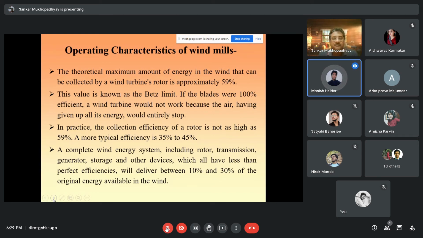এটা কি ব্লেড এফিসিয়েন্সি নাকি ওই রোটরের ফ্রিকশন টিকশন সব মিলিয়ে? এটাকে ব্লেড এফিসিয়েন্সি। ওকে। A complete wind energy system including rotor, transmission, generator, storage and other devices which all have less than perfect efficiencies which deliver between 10 to 30% of the original energy available in the wind. তার মানে তুমি উইন্ডের যা এনার্জি আছে তার থেকে ম্যাক্সিমাম 10 থেকে 30% এনার্জি তুমি ট্রান্সফার করতে পারছো.